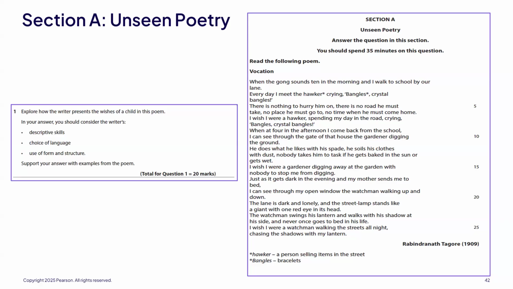But students in the exam have the poem on one page and the question on the next, so it won't look quite so squished. The question here was: explore how the writers present the wishes of a child in this poem, and consider the writer's descriptive skills, choice of language, use of form and structure. So we can see there's very clear signposting to assessment objective 2 for students, because that's what's being assessed here.